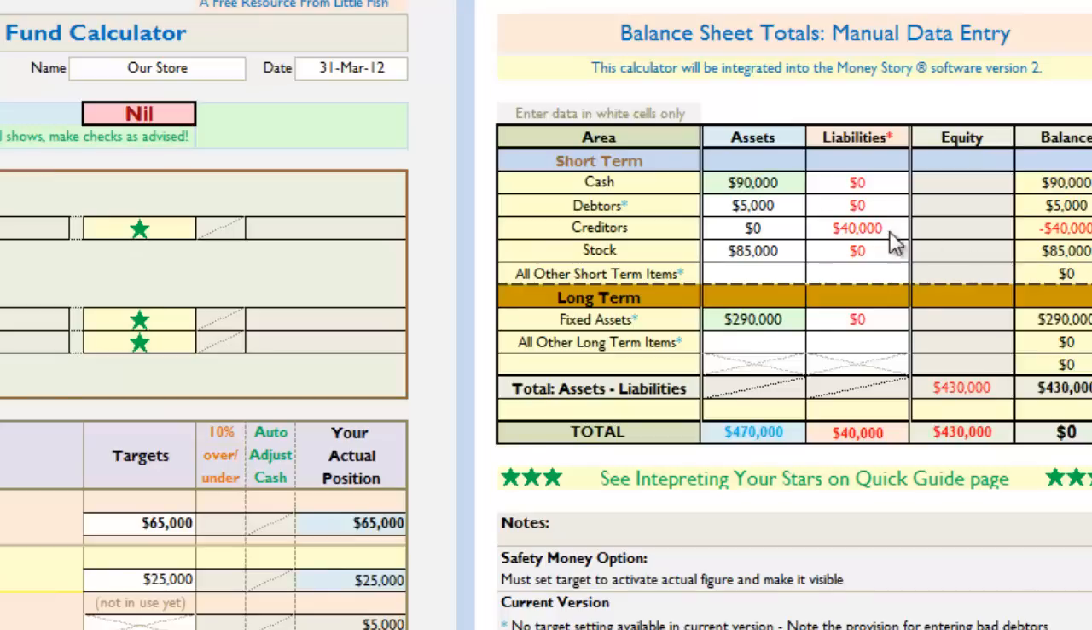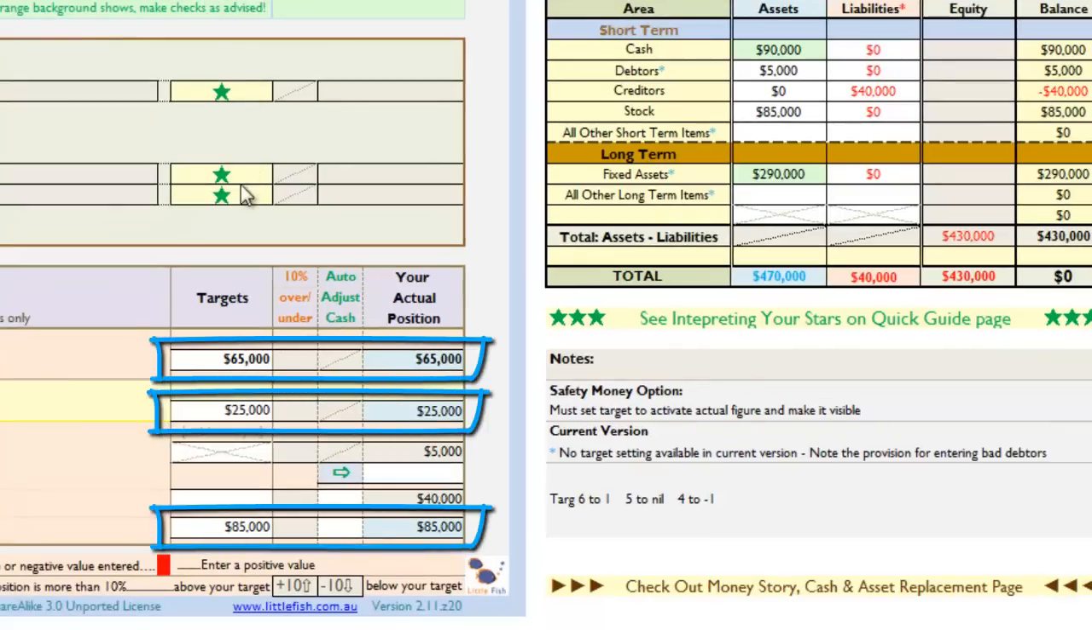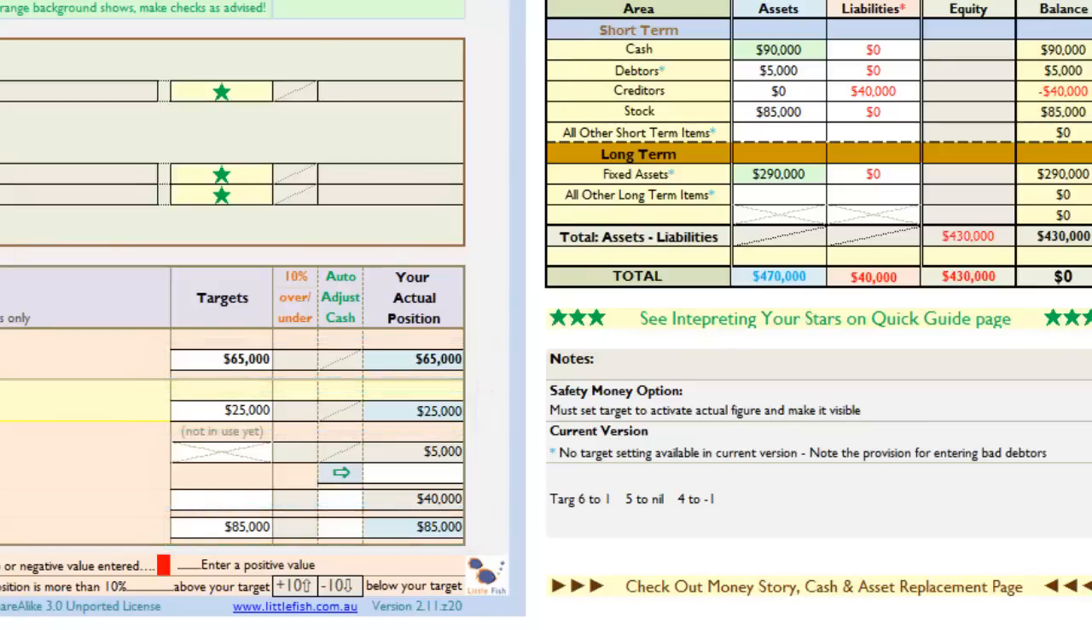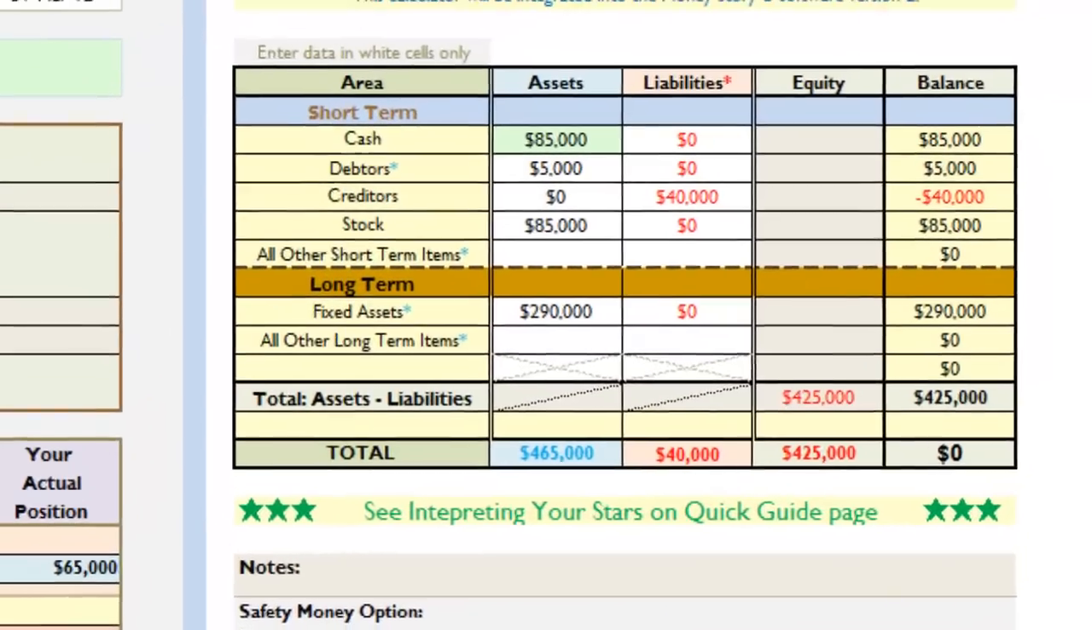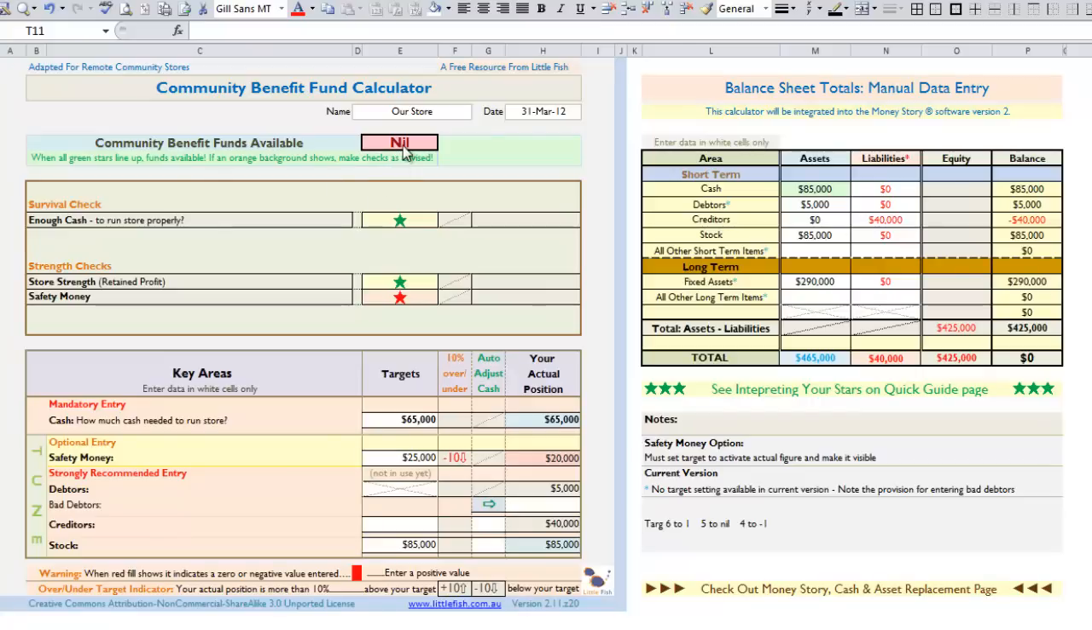In this third test, you'll see we've entered 90,000 for cash and 290,000 for fixed assets. We've got 3 green stars and a nil. Why is that? Well, the reason is that we're exactly matching all these targets and there's no community benefit funds available. In this fourth test, we put in $85,000 cash. Nothing's available. There is enough cash, but the safety money star is red, and you can see that we've got less than we need, and it's over 10% shortfall.